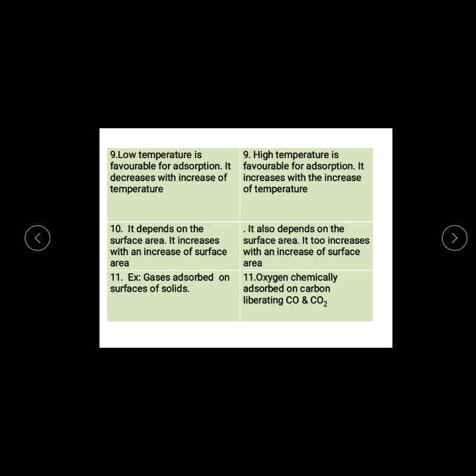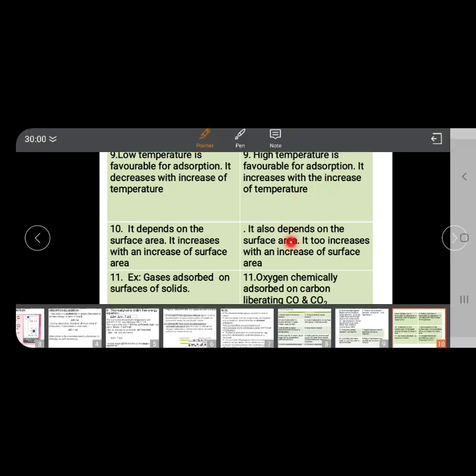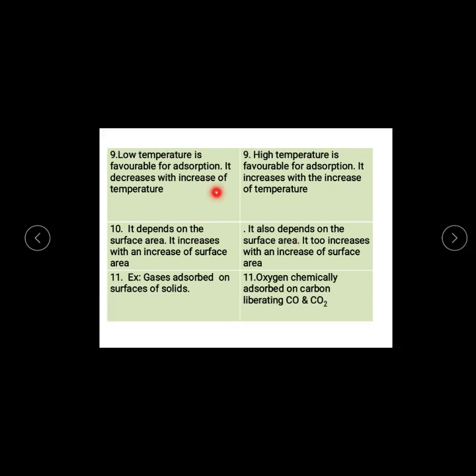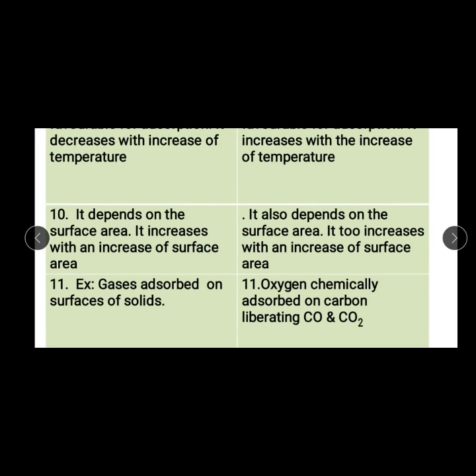Low temperature is always favorable for physical adsorption and high temperature is favorable for chemical adsorption. In both the cases, adsorption increases with increase in surface area. Gases adsorbed on surface of solids is the best example for physical adsorption, and oxygen chemically adsorbed on carbon liberating carbon monoxide and carbon dioxide is the example for chemical adsorption.